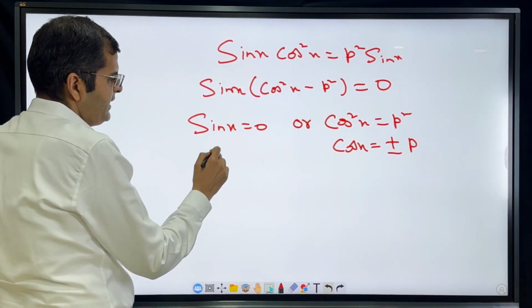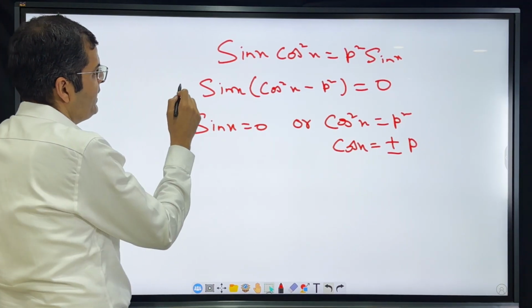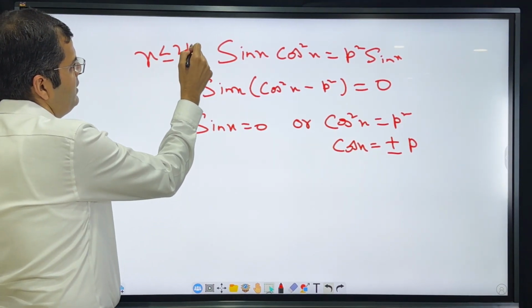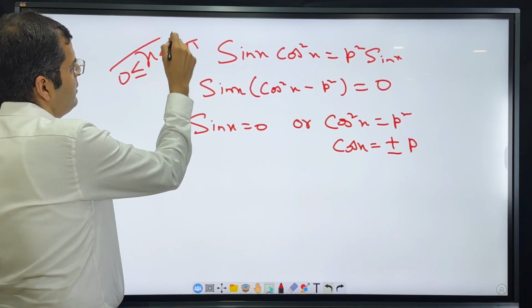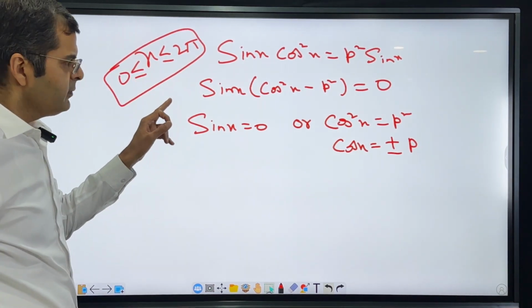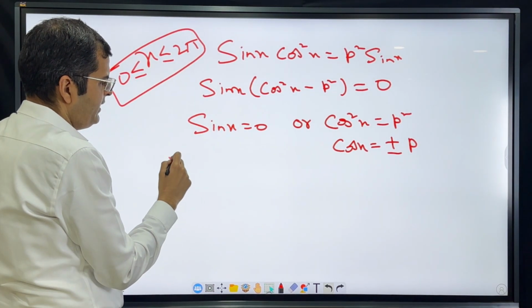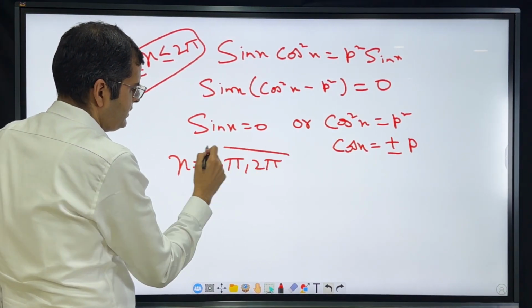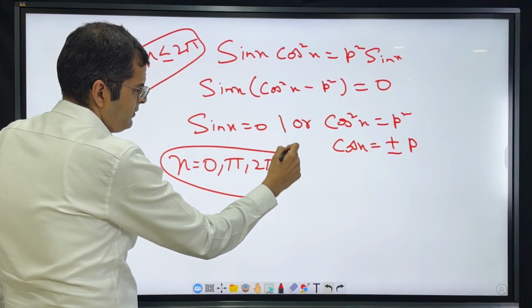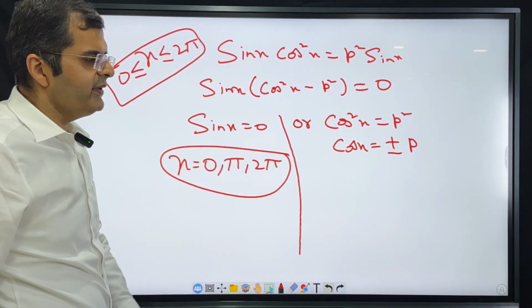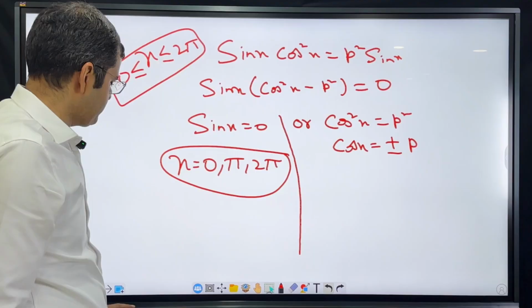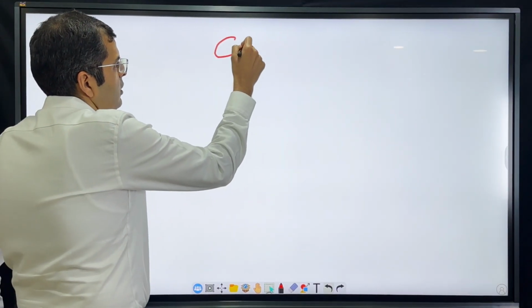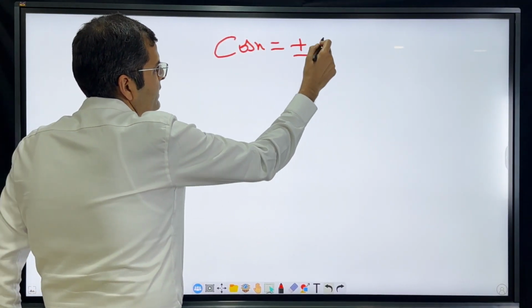If sin x is 0, x lies between 0 and 2 pi, including 0 and 2 pi. So from here I can get x can be 0, pi and 2 pi. These are the solutions when sin x is 0. Now we will take care of cos x equal to plus minus p.